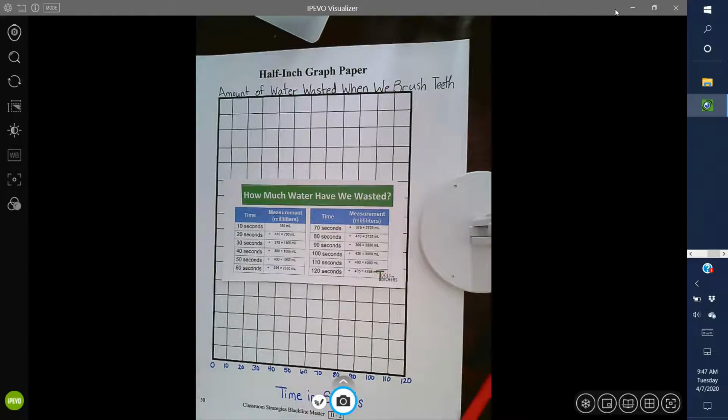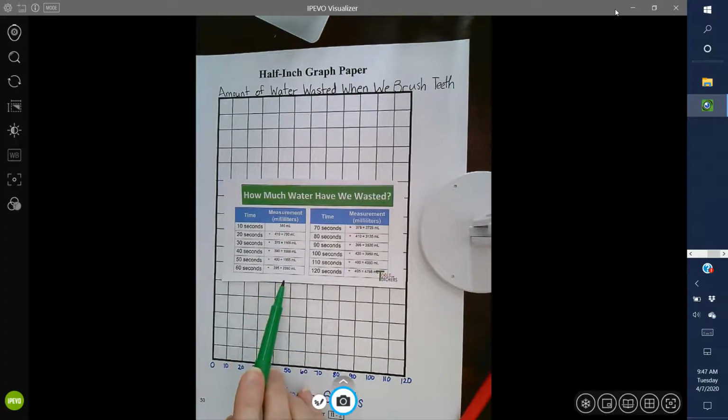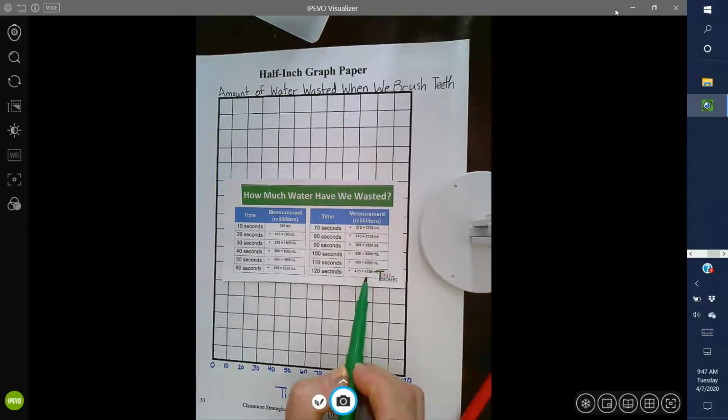Now I also need to get the vertical axis ready, the y-axis. I recorded my seconds on the x-axis, so what I'm going to do is record my milliliters on the y-axis. Now we go all the way up to 4,755 milliliters. There's no way that there's 4,000 lines there, so I'm going to have to think of a different scale. What if I were to do 250s, for example?